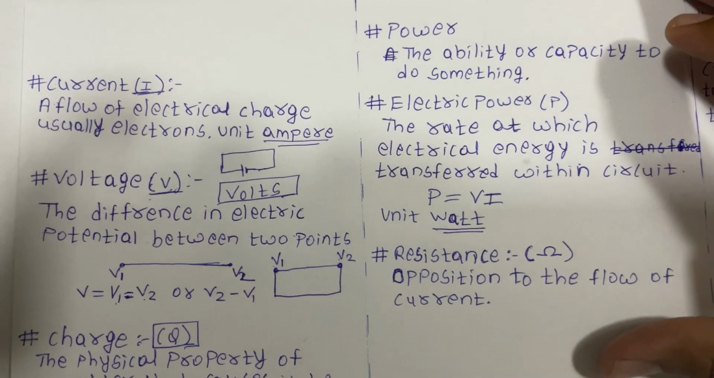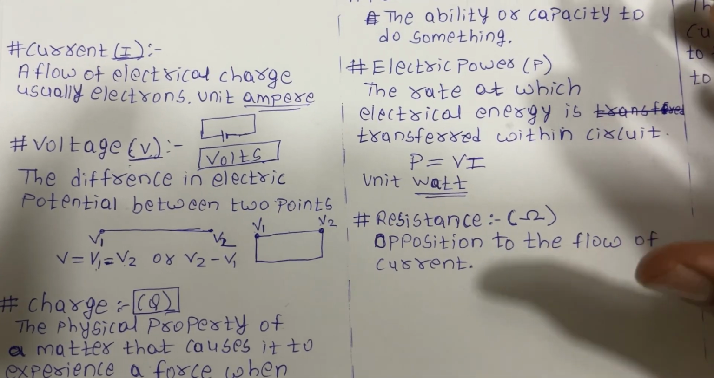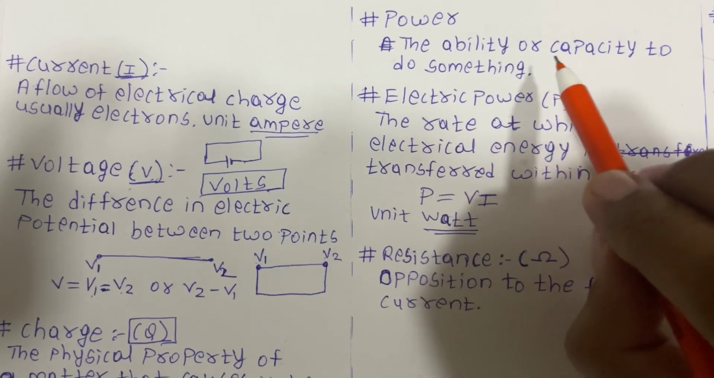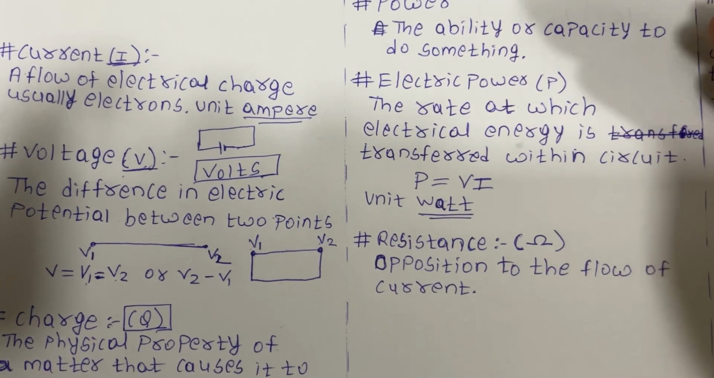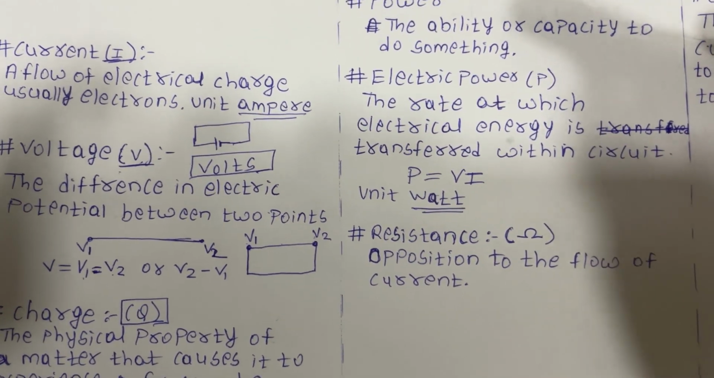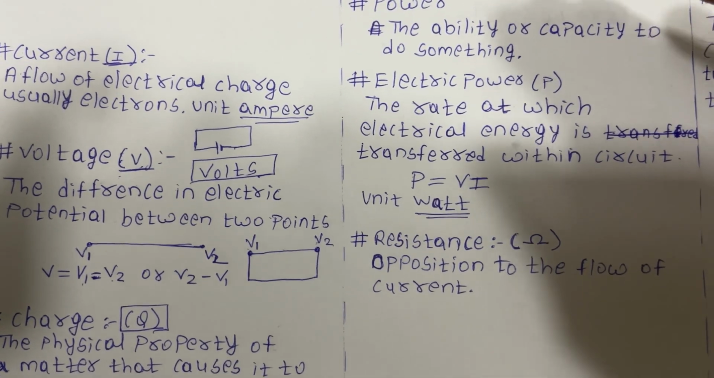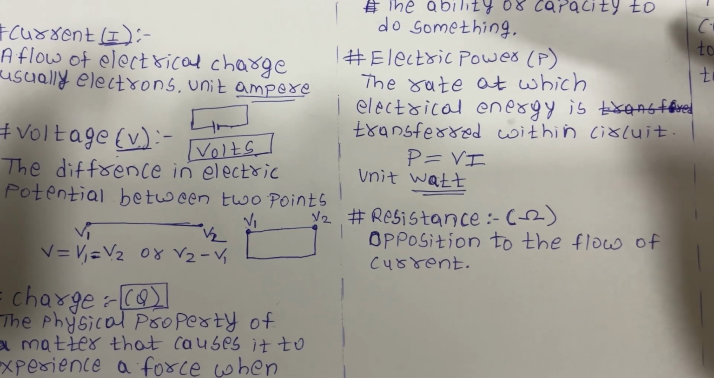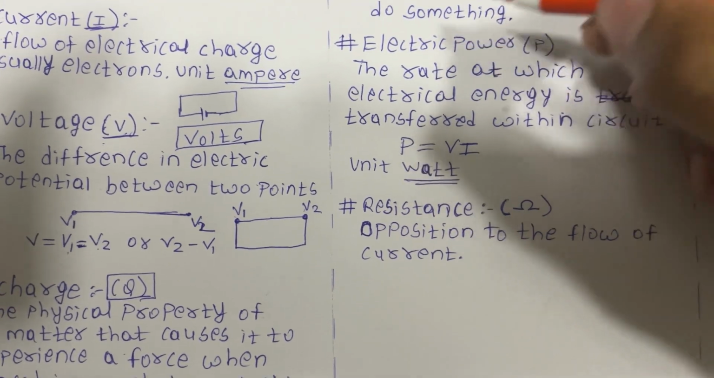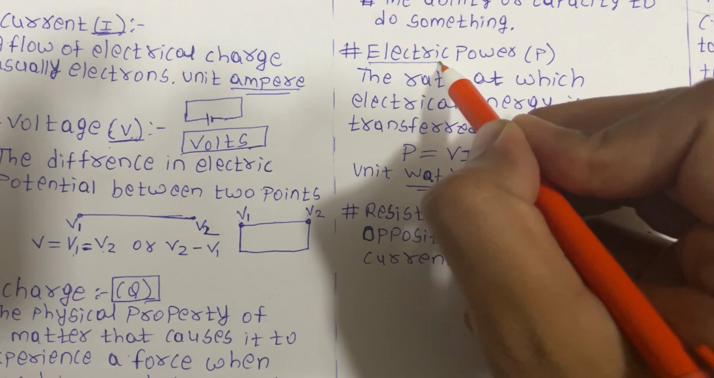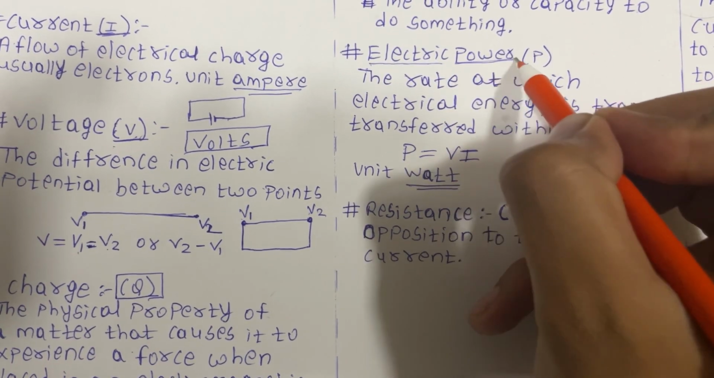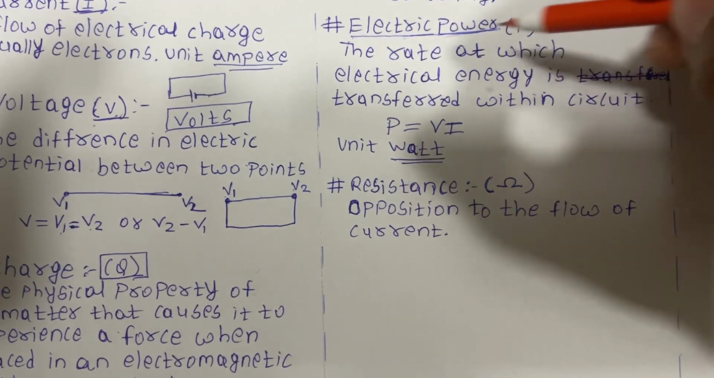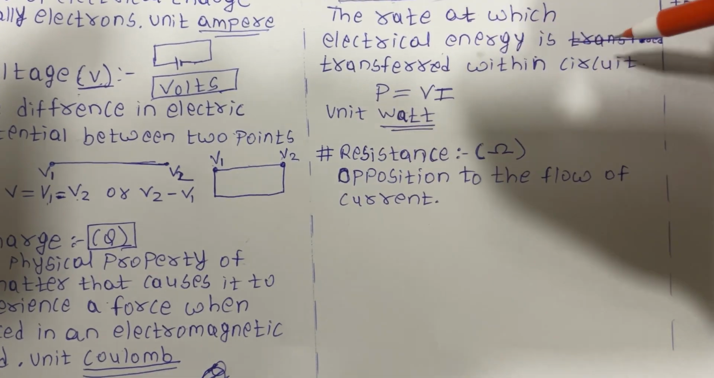Power is the ability or capacity to do something. This is the normal definition: ability or capacity to do work is called power. Power can be mechanical or electrical. Today we will learn about electric power. The power which flows in a circuit is called electric power. What is electric power? It is the rate at which electrical energy is transferred within the circuit.